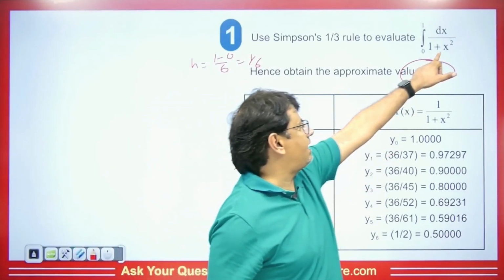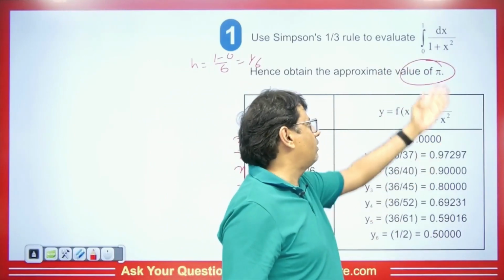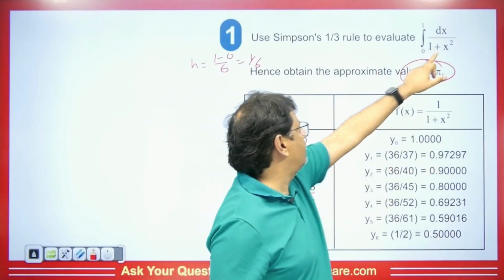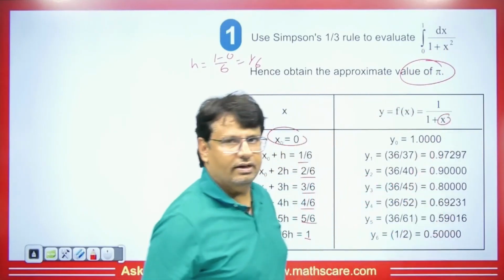Now we will take these values and put them in place of x. When we keep them in place of x, we will get these values. You can solve this in a calculator. We will put 0 here, then this will be 1. This is the way we will calculate it.